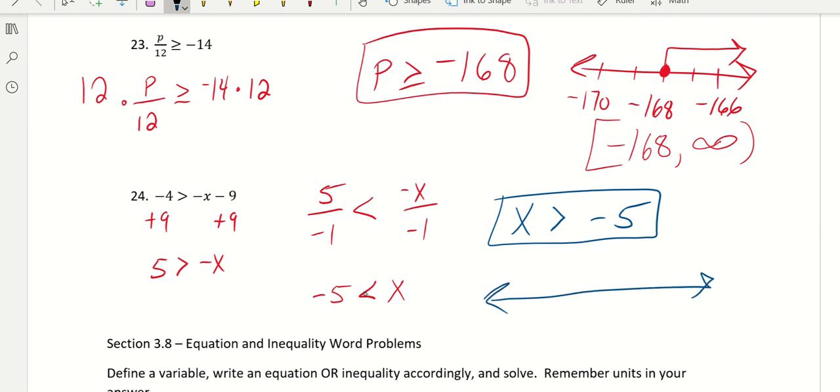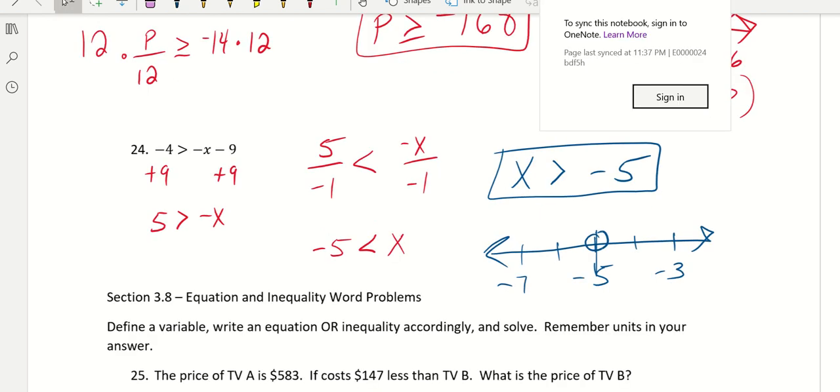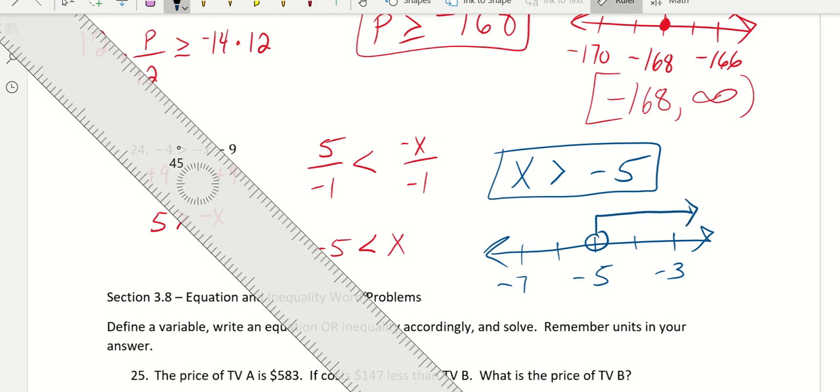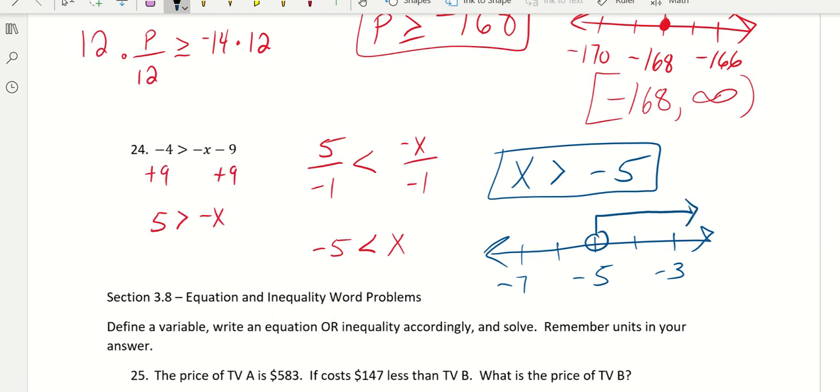On the number line, we have negative 5. That's negative 4, negative 3, negative 6, negative 7. X is greater than negative 5. That is an open circle at negative 5. We shade to the right. There you go. Okay. Interval notation. If we're shading to the right, the high end is infinity. That gets a parenthesis. Open circle at negative 5, so negative 5 is on the left. And that gets a parenthesis as well.